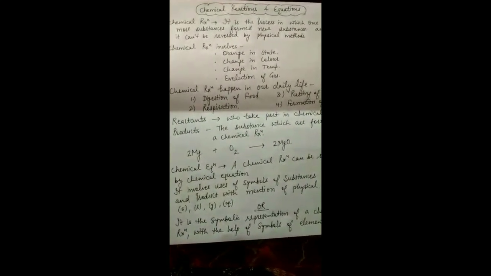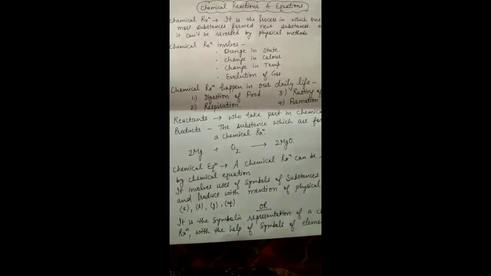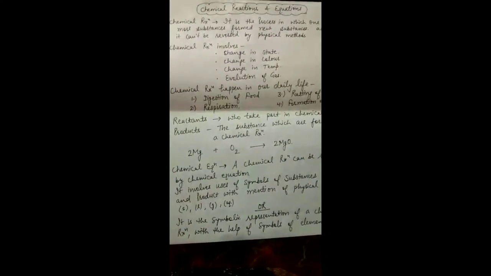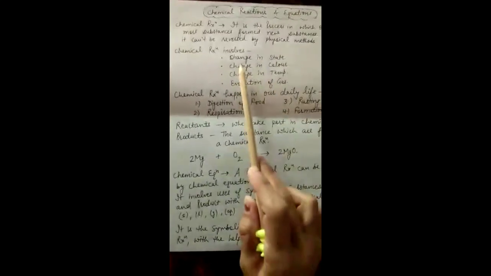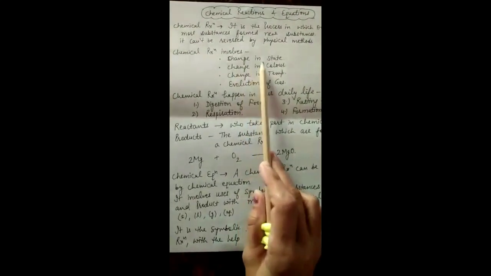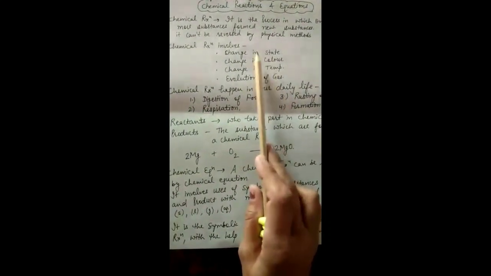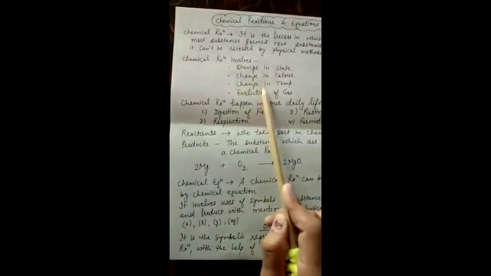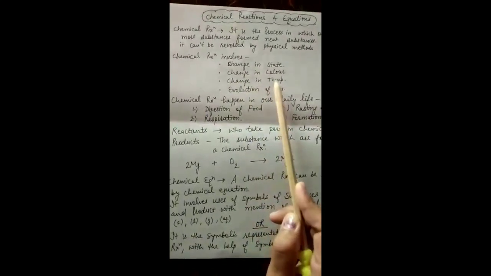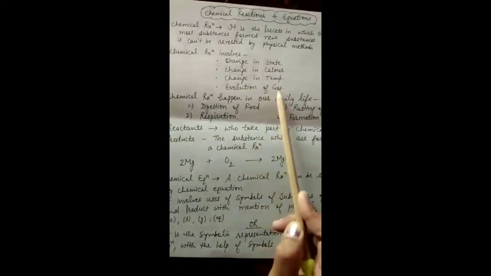Now, we will discuss how we identify a chemical reaction. A chemical reaction is identified by any of these factors: first, change in state, meaning physical state like solid, liquid and gas. Second, change in color. Third, change in temperature. And fourth, evolution of gas.